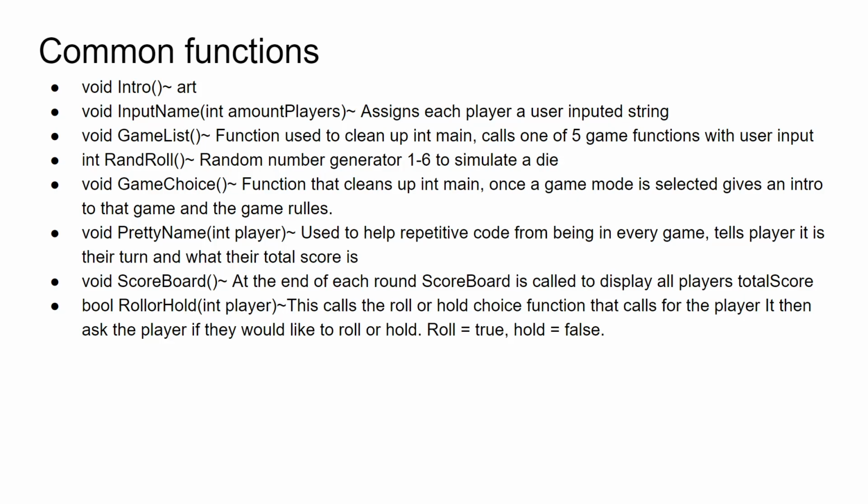Roll function is a main one that is used in every game. Roll or hold is used in almost every game. It is the option to either roll again or hold. Scoreboard is another important function because it's used in every game. It prints out the total score of each player at the end of a turn. An input name is also used in every game. It's the name.